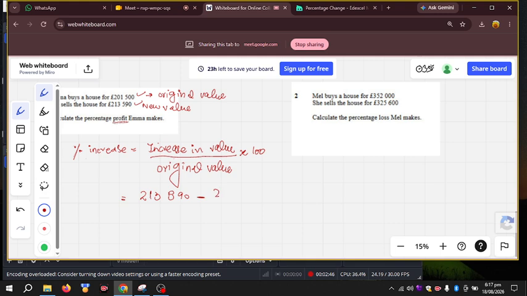So 201,500, and you will divide it by the original value. So our original value is 201,500 pound, and then you have to multiply it by 100 to find out the percentage increase. Yes, could you please tell me, if you subtract 201,500 pounds from 213,590 pound, what will you get?